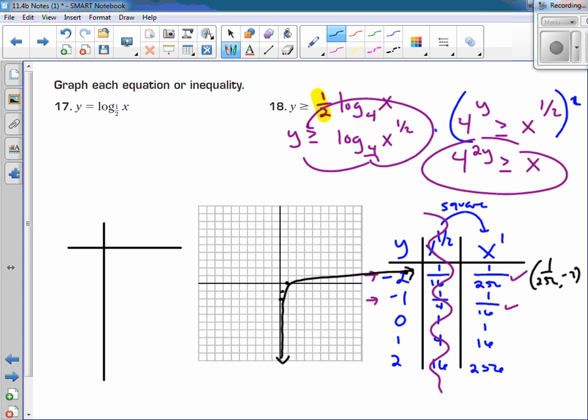Now, this is an inequality. It says greater than or equal to, so our solid line is fine. Greater than or equal to means above, but if you aren't sure, you can use a test point. So if you want to use 4, -4 as a test point, you can. And we'll put that into the inequality. 4 times 2 to the -4th is greater than or equal to 4.